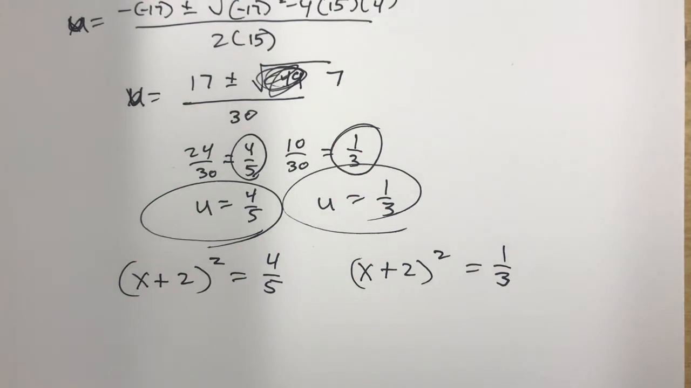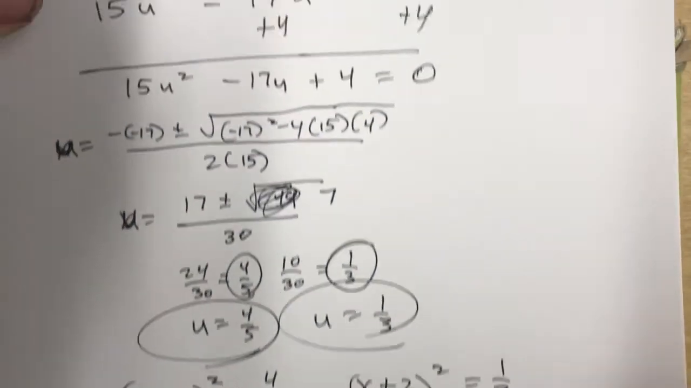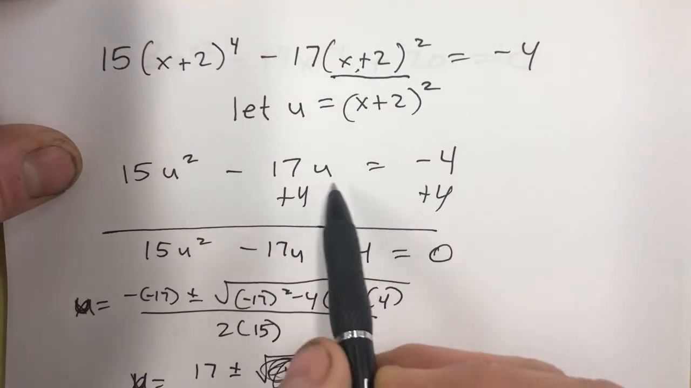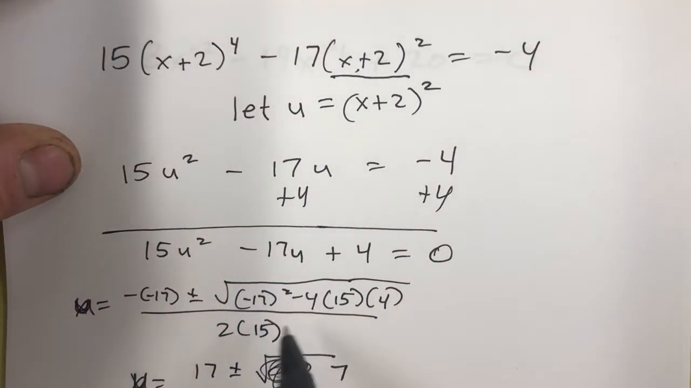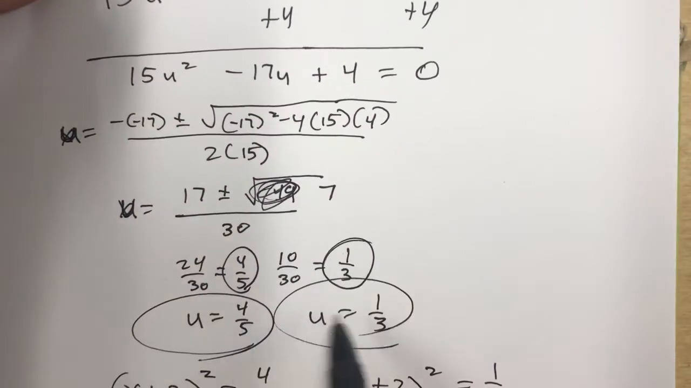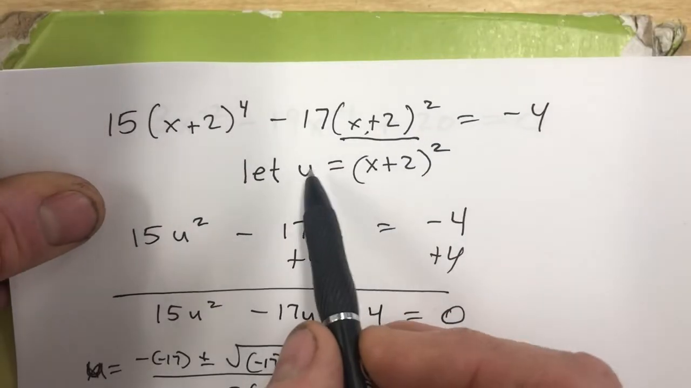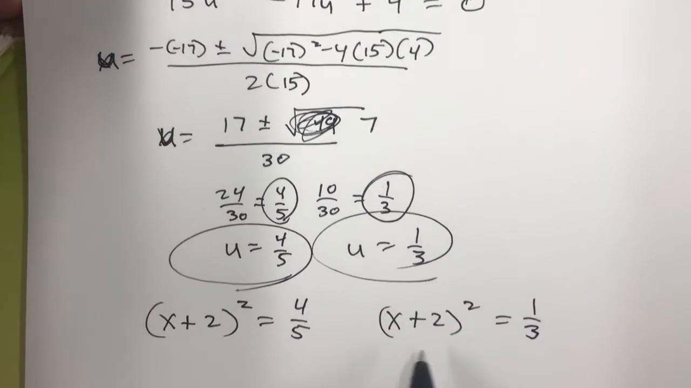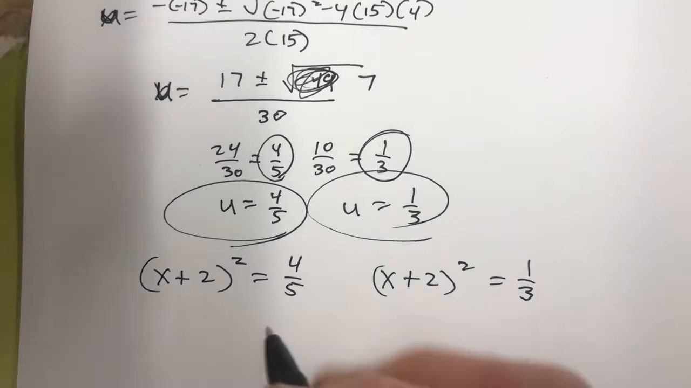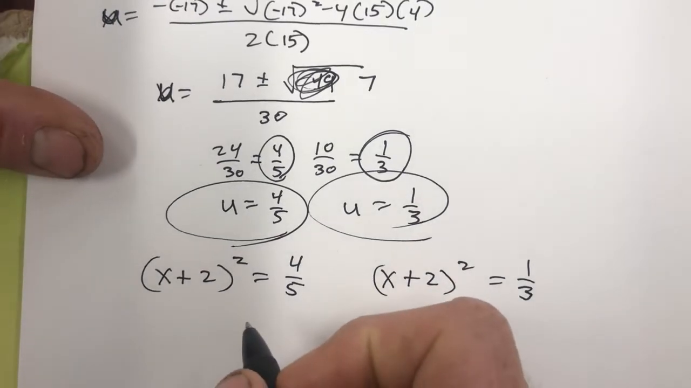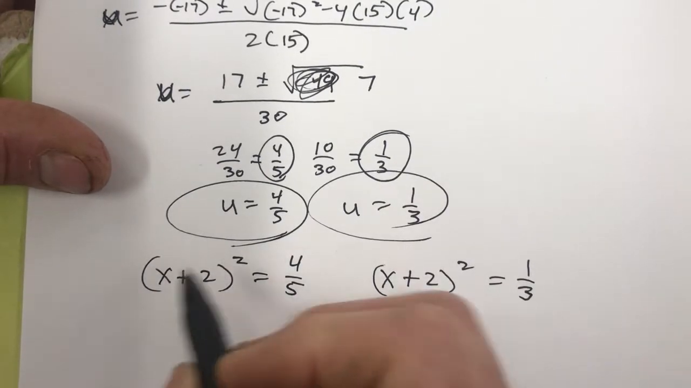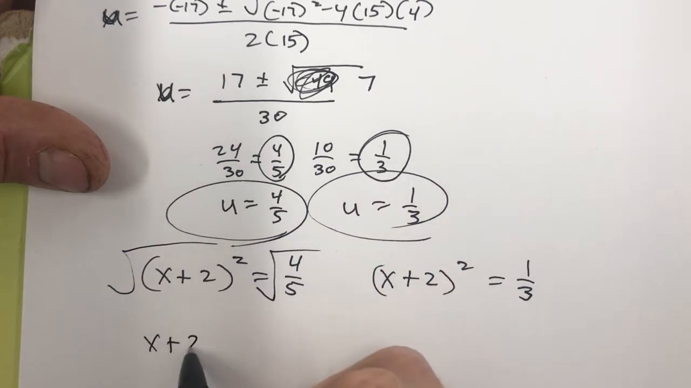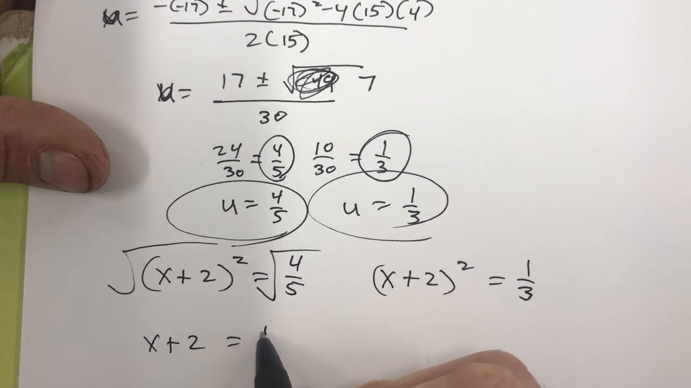Okay? So, again, I let u be this term here, which gave me this equation, and then this was easy to solve with the quadratic formula, and I got these two values for u. But I let u equal this expression, which means this expression equals these two values. And now I've got to solve this. So, to solve this now, since this is squared, I'm going to have to do a square root of both sides. So that means x plus 2 is going to equal, now since I square root both sides, it's plus or minus.